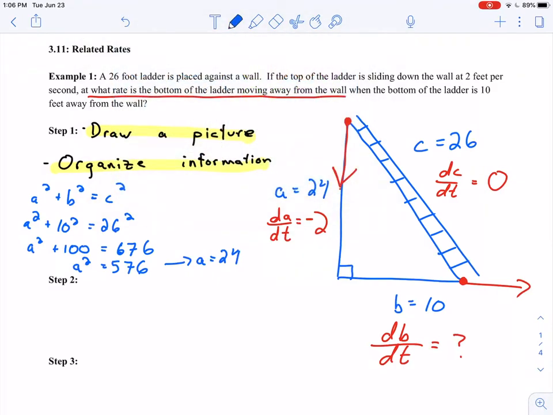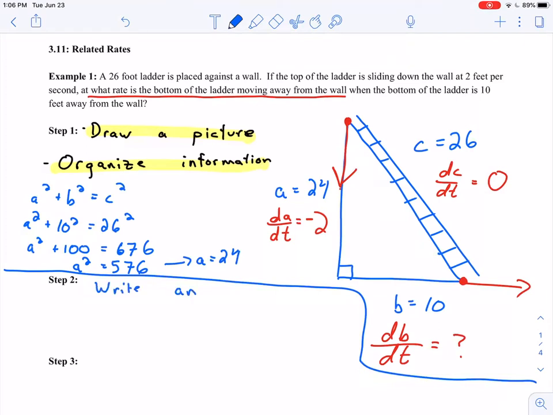So that was all just step 1. So let me separate these here. Step 2, you need to write an equation, an equation that relates your variables. So I want something that relates A, B, and C.